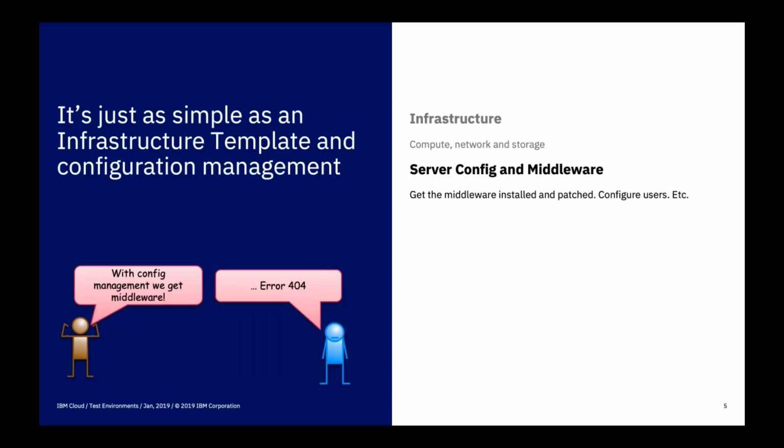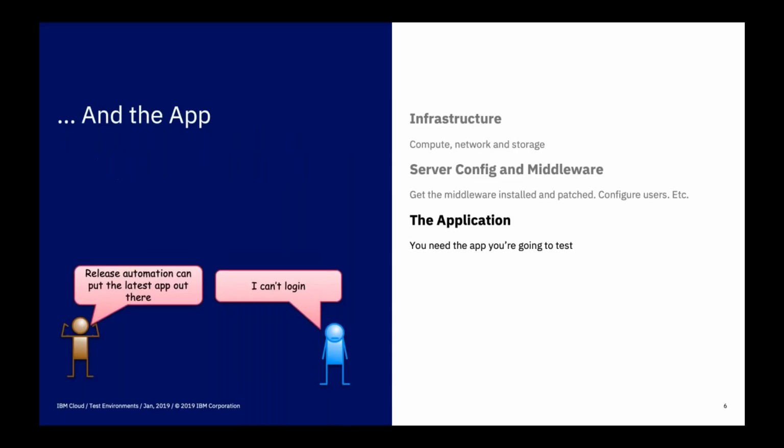So, okay, if we've started with something like Terraform, we run some automation, maybe it's BigFix, maybe it's Chef, Puppet, or Ansible to get all the middleware installed. It's still empty. Oh, bummer. All right. So we bring in a release automation tool, right? And we put the application out there. Cool.